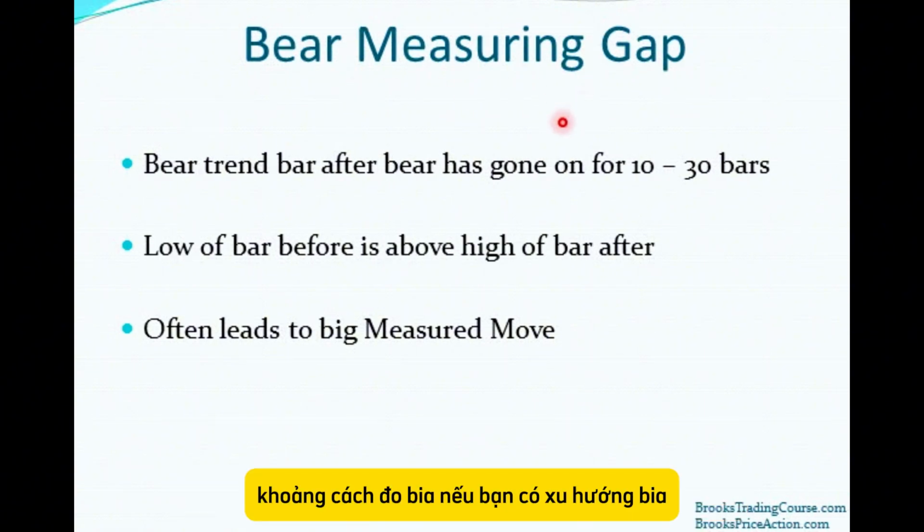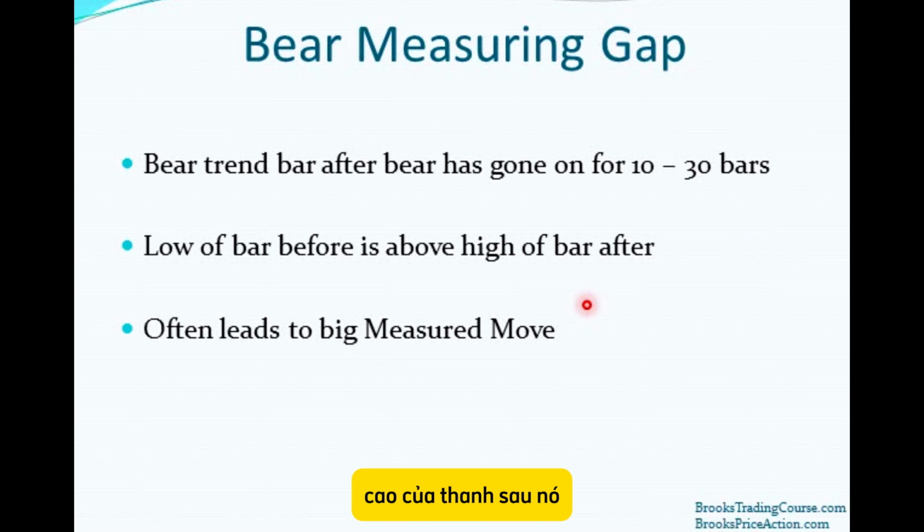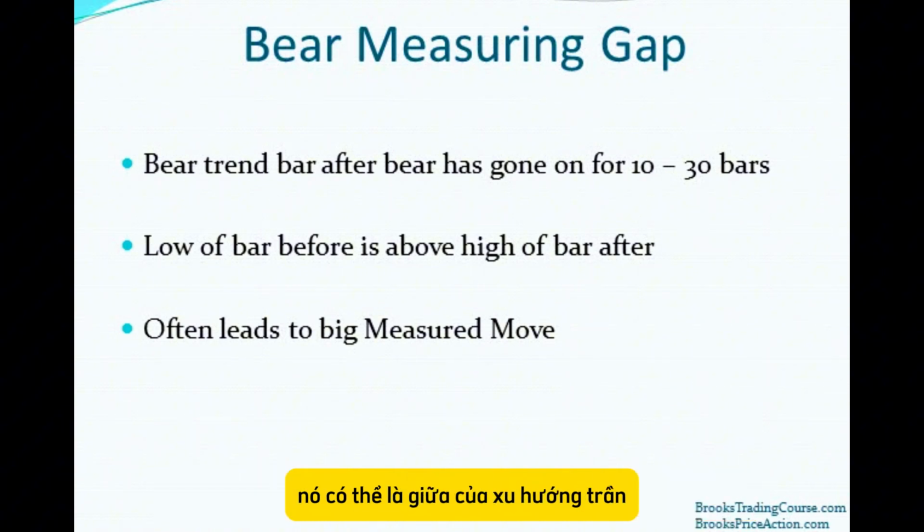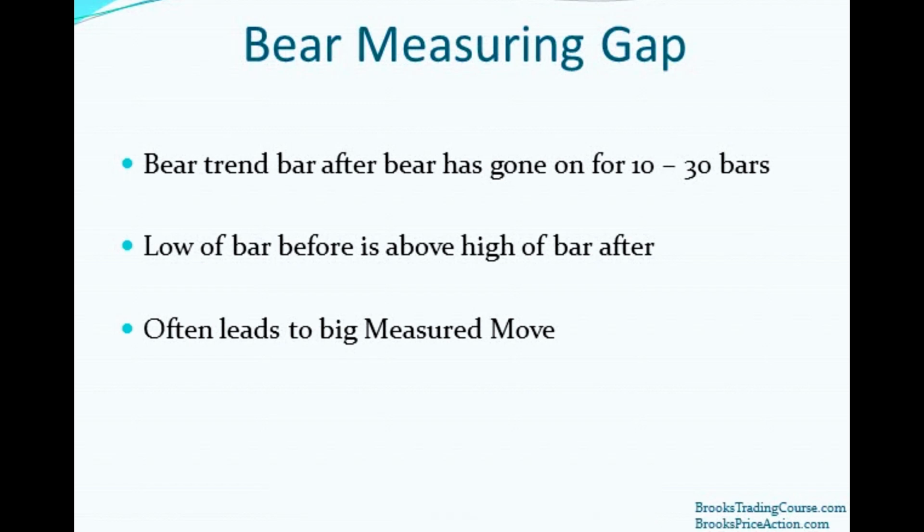A bear measuring gap: if you have a bear trend that's going on for a long time, and now you have a bear trend bar, and the low of the bar before it is above the high of the bar after it, that bear trend bar is a gap, and that gap might end up being a measuring gap. It might be the middle of the bear trend, so the market might have a lot further to go.